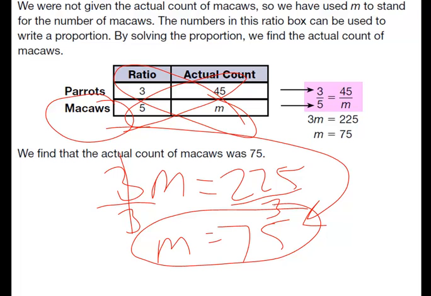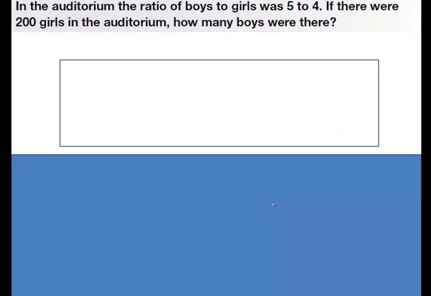So let's do a couple of them. This is a really short lesson. In an auditorium, the ratio of boys to girls was 5 to 4. If there were 200 girls in the auditorium, how many boys were there? See if you can do this on your own. Let me show you how to do it, but pause it and see if you can do it if you already think you know how.